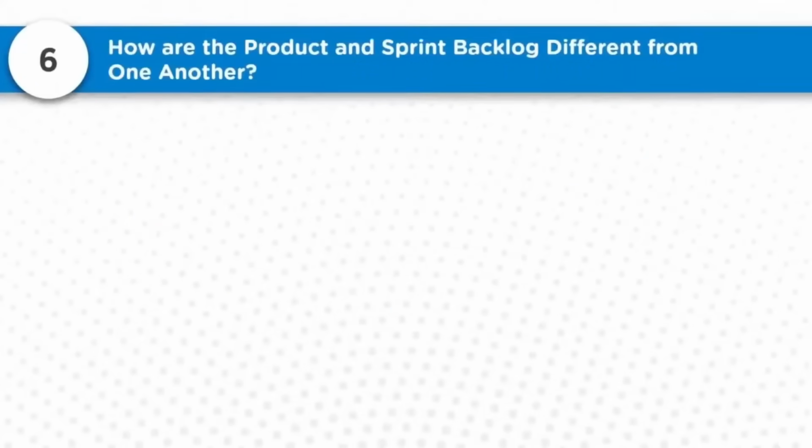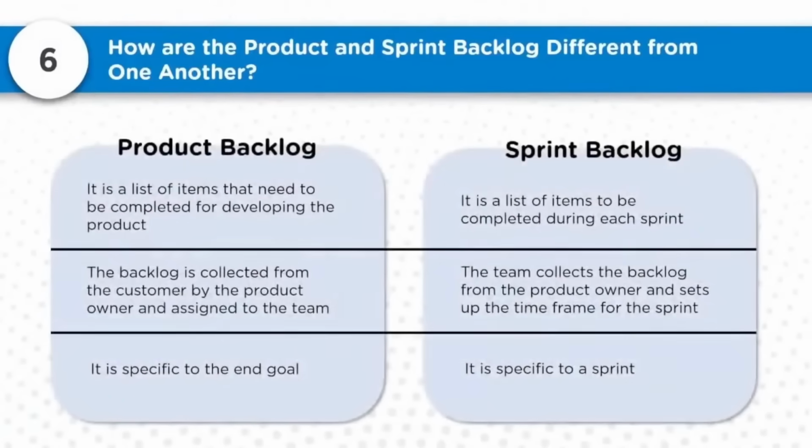Now question number 6, how are the product and sprint backlog different from one another? Product backlog versus sprint backlog. Let us see a few differences. The product backlog is the list of items that need to be completed for developing the product, the consolidated list of all the features and functionality. Whereas the sprint backlog is the list of items to be completed during each sprint, which are taken from the product backlog.